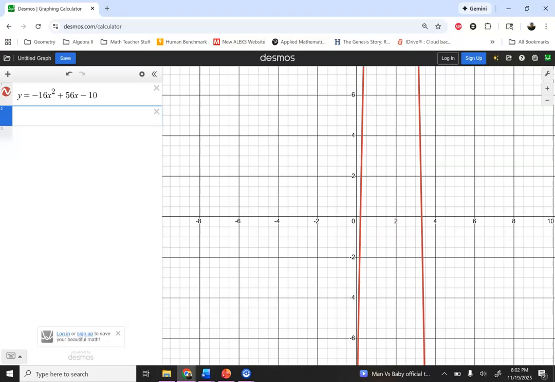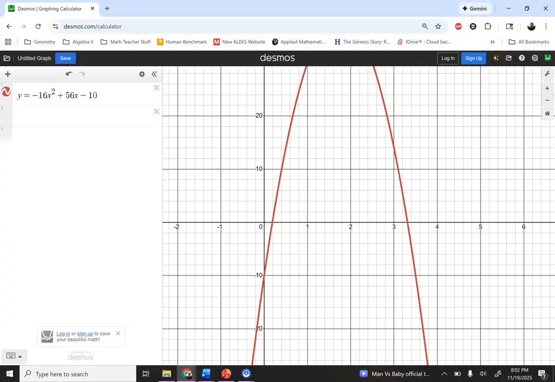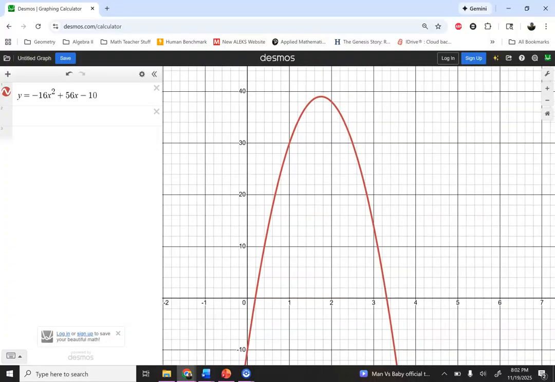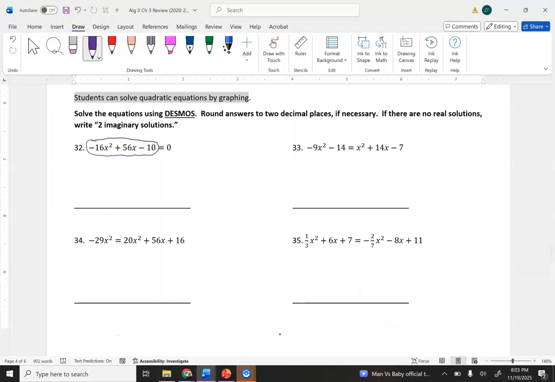So if we turn that one on, you can see the parabola. In fact, if you zoom out a little bit with a touch screen here, it's pretty easy to zoom. You can see that this graph touches 0 at two different places. So both of those two places are going to be solutions, right? So the first one's going to be 0.19 and the other one's going to be 3.31, since it says to round to two decimal places.